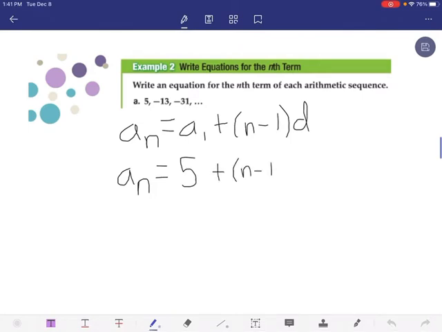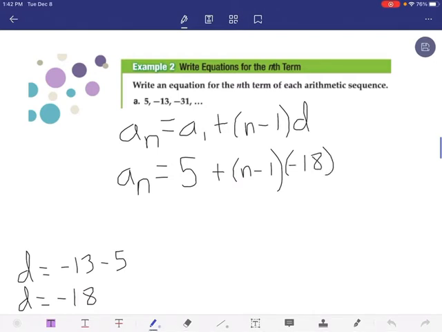So my first term is 5. I'm going to leave the n as an n, but we do still need to find our d. So we have negative 13 minus 5, because remember, we do have to choose that second one first. So negative 13 minus 5 gives us negative 18, which is okay for us to have a negative d value. Basically, each time that we're adding, we're actually subtracting a number. So we would want to then say that this is negative 18.